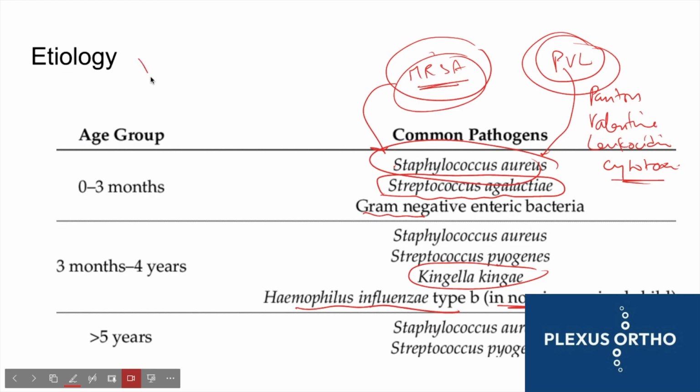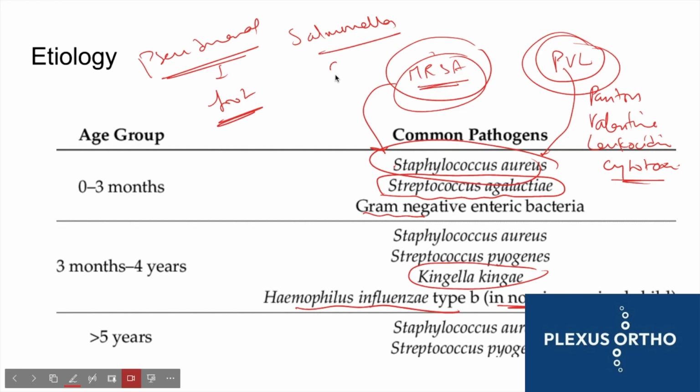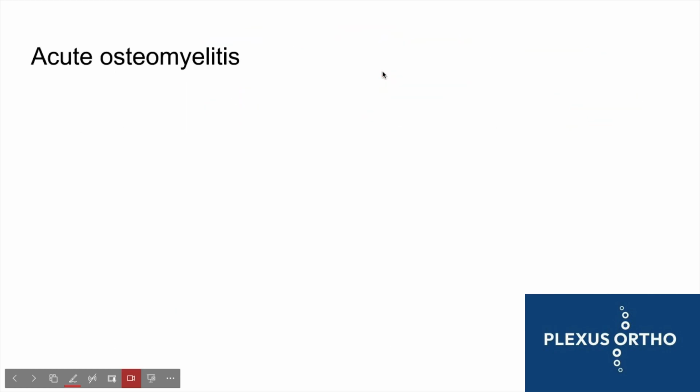Another organism which is seen is Pseudomonas. Pseudomonas may be seen in children with osteomyelitis of the foot with some penetrating injury. You can see Salmonella infections. Where do you see Salmonella infections? You can see Salmonella infections in sickle cell disease. So that is about the etiology. The important thing to take away from the etiology is that Staph aureus is the most common infection, it doesn't matter what the age group is.